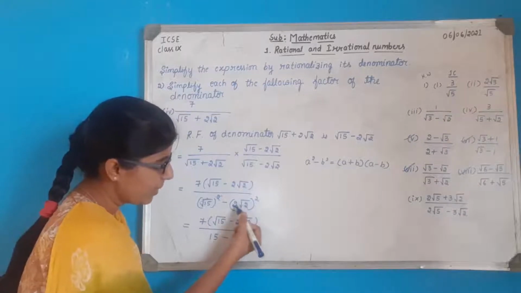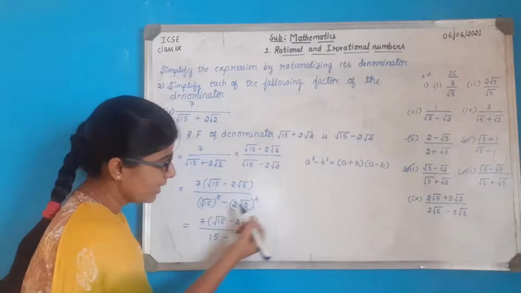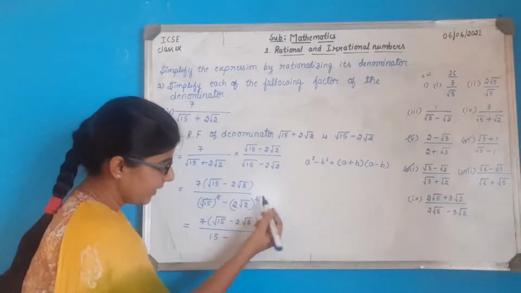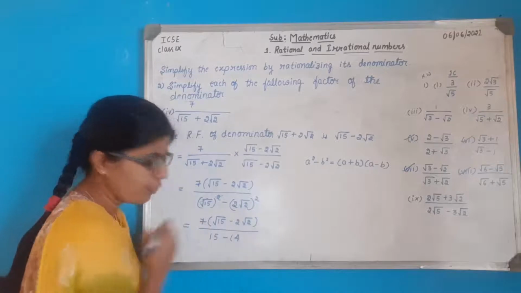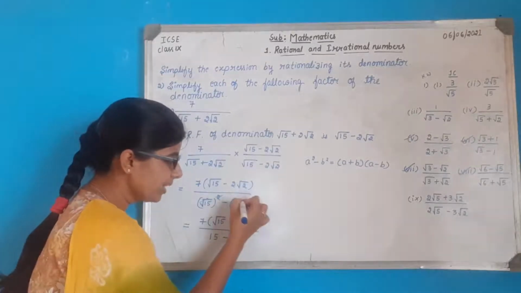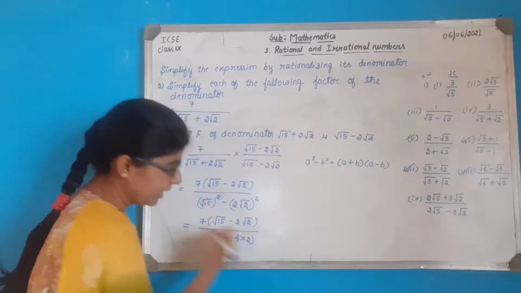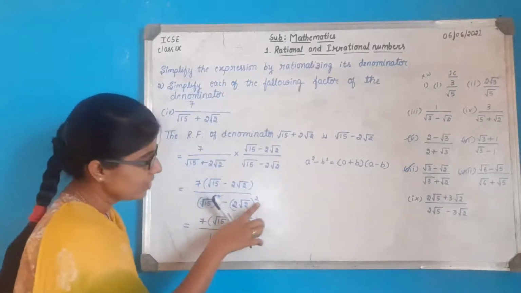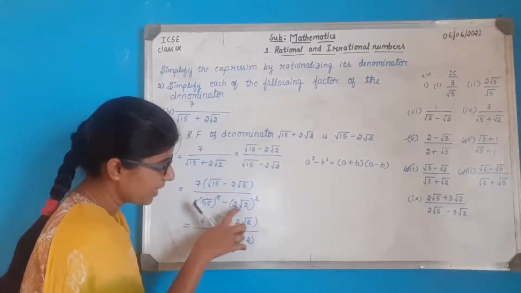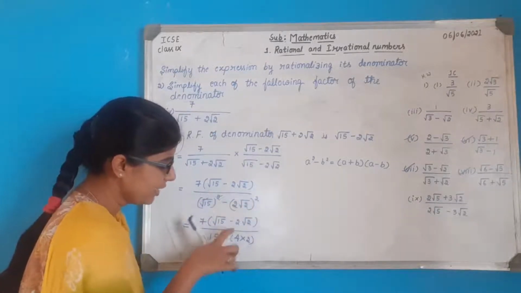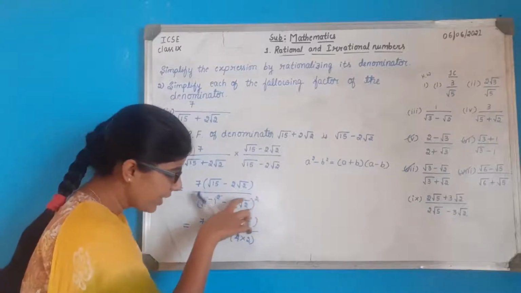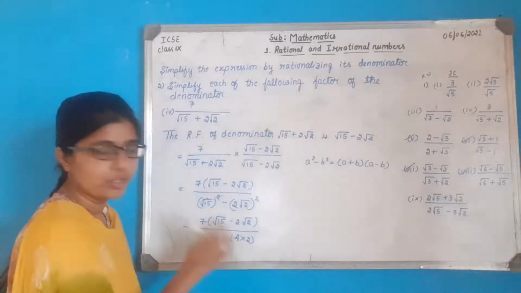The square must be applied to both. First we will apply this square to the 2. 2 square becomes 4, 2 2s are 4, into root 2 square, where the 2 and the square root cancel, leaving 2. Is it clear? This square should be applied separately for both 2 and root 2.